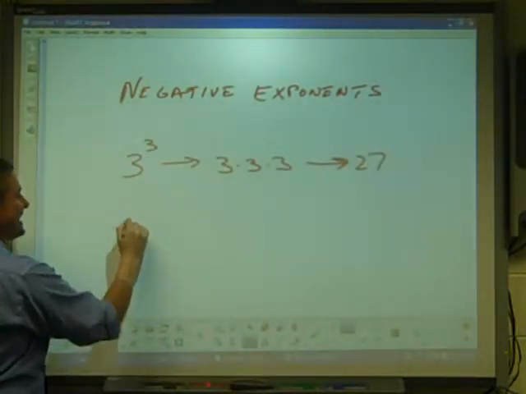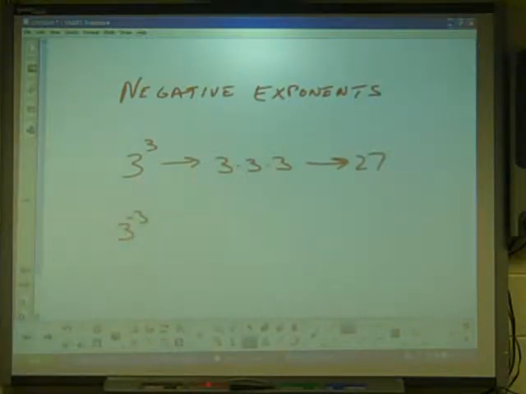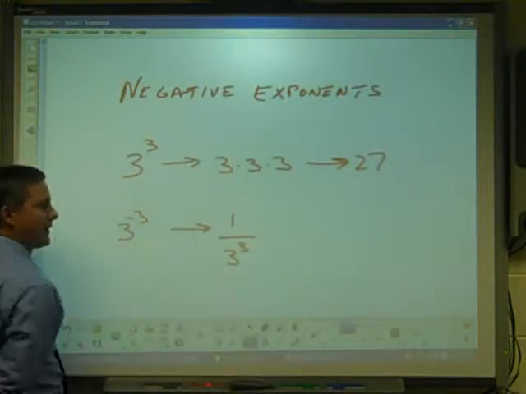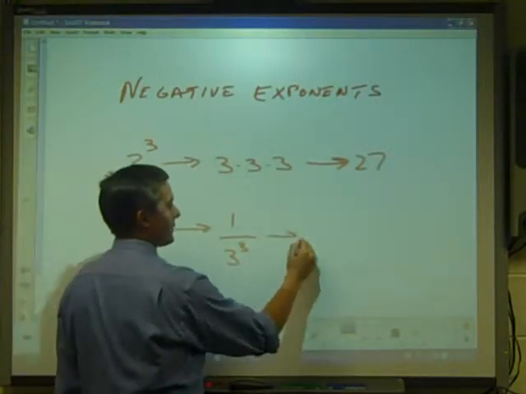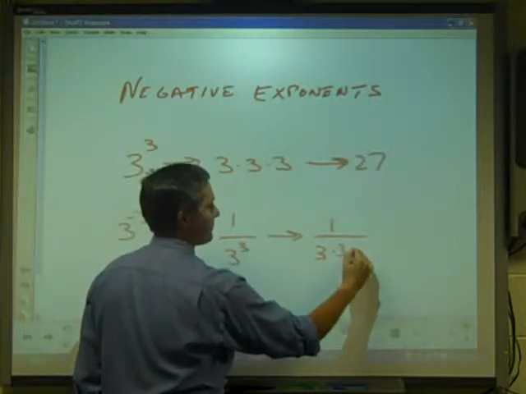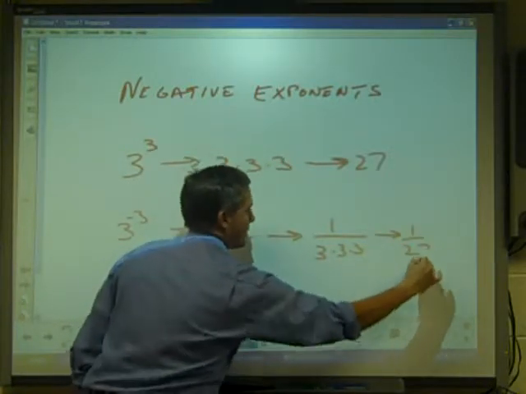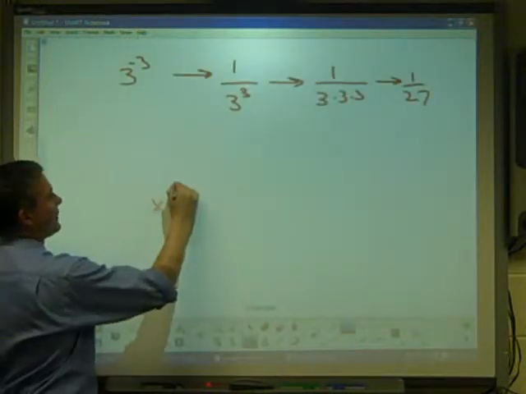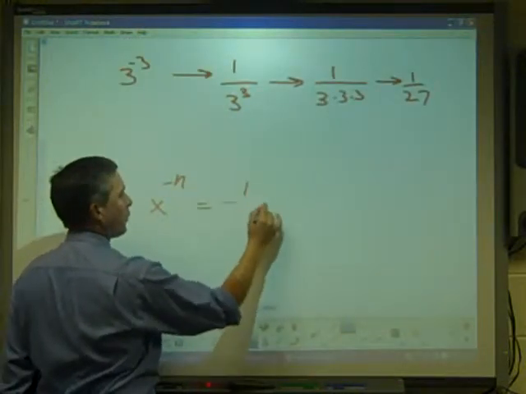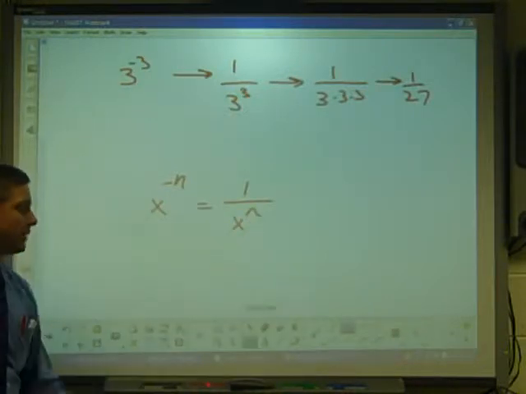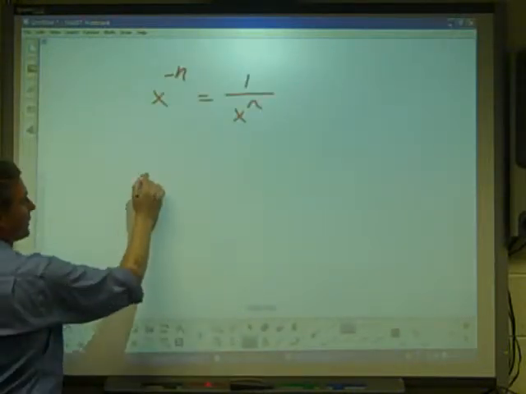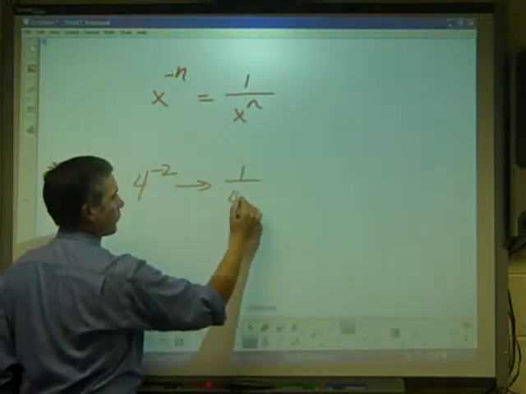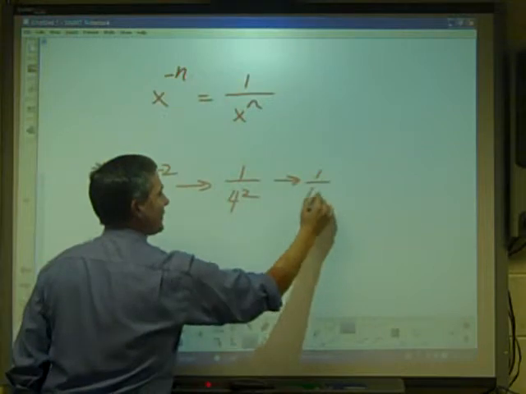Well, if I have 3 to the negative 3, instead of multiplying 3 times, I want to divide 3 times. But we do that by getting the exponent positive, by moving it across the fraction line. And it does end up being division. It comes down to, our rule is x raised to the negative n power is equivalent to 1 over x to the n. So 4 to the negative 2 power is equivalent to 1 over 4 squared, which is 1/16.